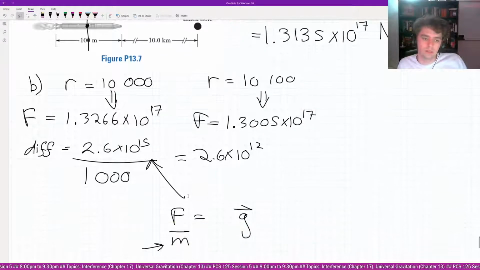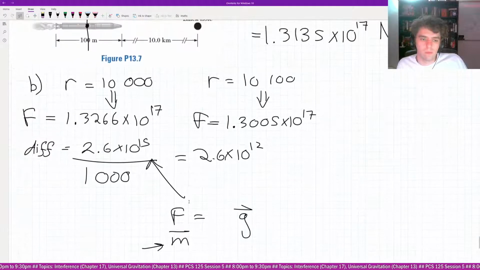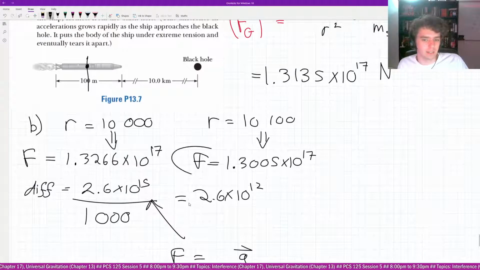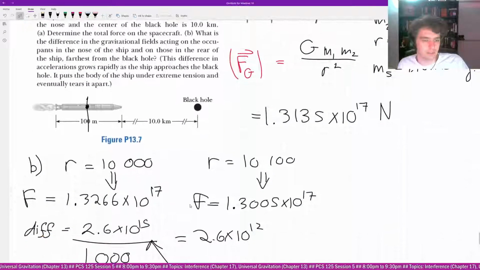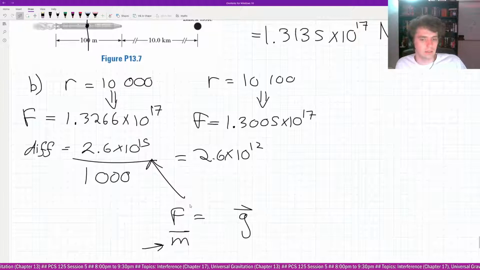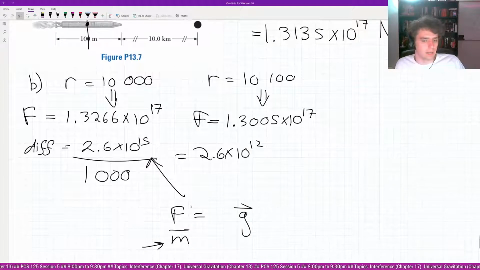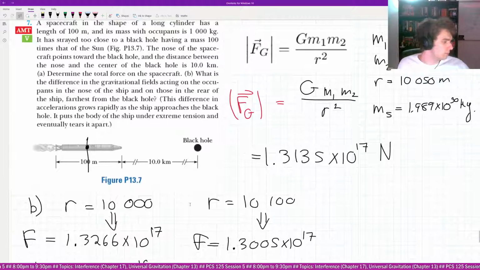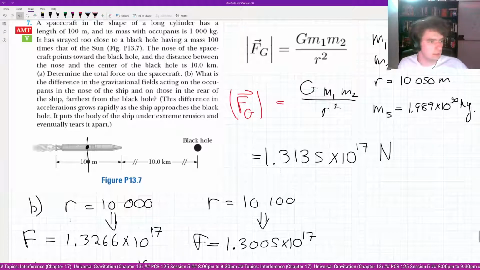I was a bit confused because I thought that if you didn't use the ship, why would you have to divide by 1,000? But with the force, we did use the mass of the ship to calculate force. To calculate the gravitational field, you don't have to. To correct it, we just divide by the mass here. Right. Okay. That's number 7. Number 15 is next.